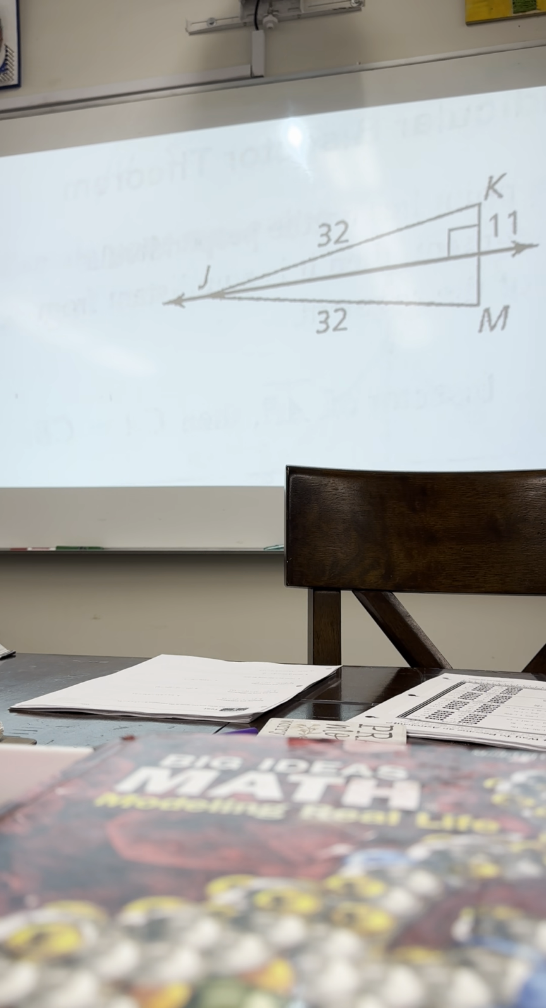What am I looking for? 22. KM. Okay, which theorem am I using? The converse of the perpendicular bisector. Yes, okay, how do you know it's the converse? Because we're taking JN and JK, and the congruence, that means it's the converse.